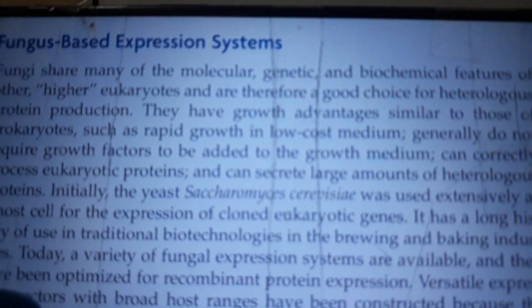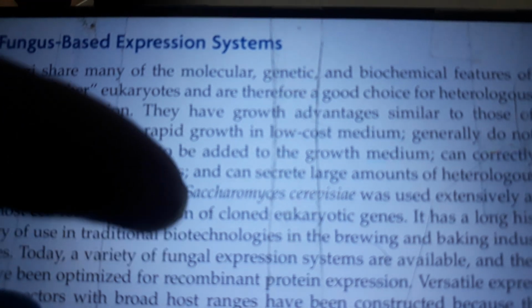Fungus-based expression systems. Fungi share many of the molecular, genetic, and biochemical features of other higher eukaryotes and are therefore a good choice for heterologous protein production. They have growth advantages similar to those of prokaryotes, such as rapid growth in low-cost medium, they generally do not require growth factors to be added to the growth medium, can correctly process eukaryotic proteins, and can secrete large amounts of heterologous proteins.